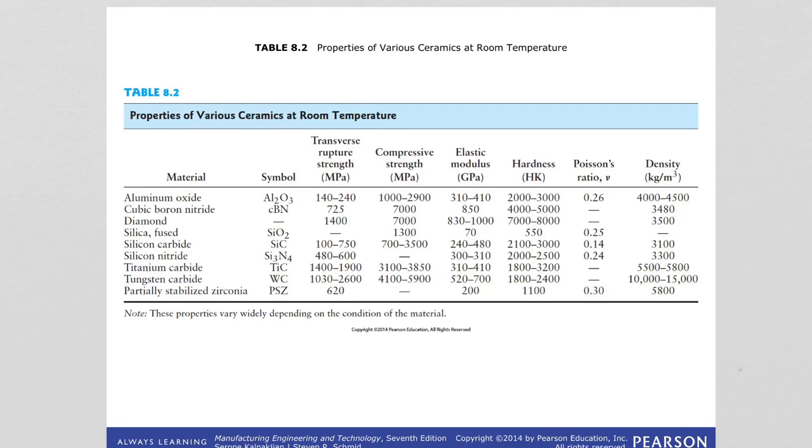And here we see different types of ceramics and their symbols, and what are their strength values, moduluses, hardness values, Poisson's ratios, and densities. By looking at this chart, you can compare different ceramics. I see, for example, tungsten carbide has a very high density, which can limit its applications. And I see that, for example, diamond is the hardest among those, right? So, of course, this makes the diamond's elastic modulus highest among the other materials here.